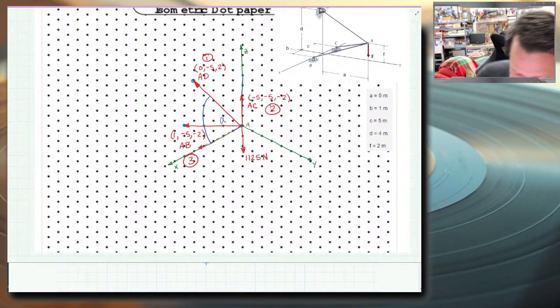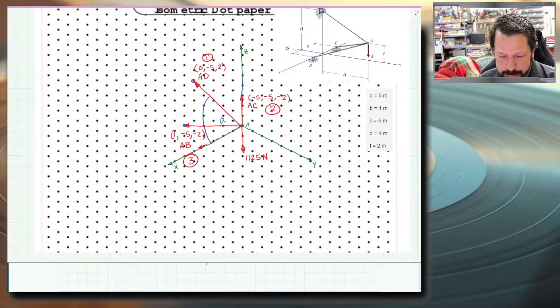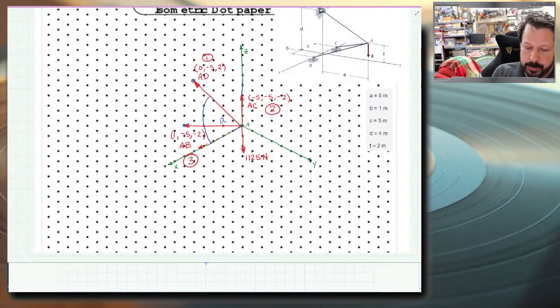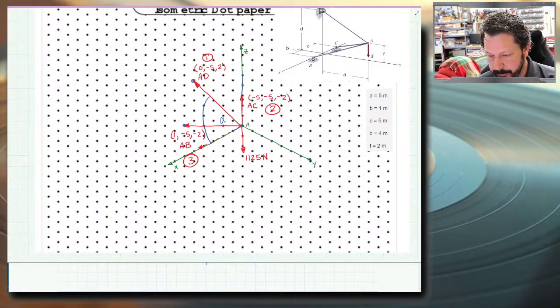Since none of these forces are guaranteed to be in a coordinate plane, XY, YZ, or ZX, we're going to create our own planes. And what I was saying is that we're going to use the definition of cosine. We're only going to use cosines for this.